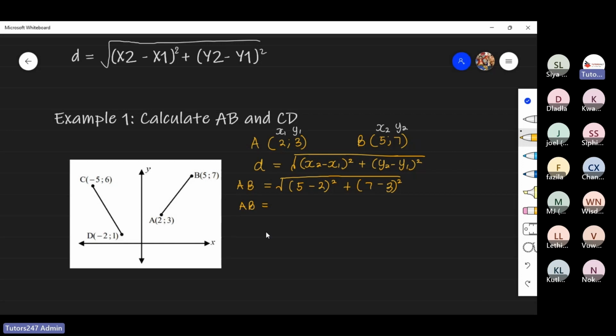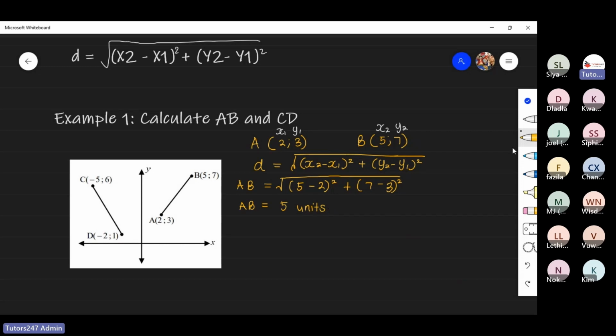So on your calculator, you'll press your square root button first, open a bracket, 5 minus 2, close the bracket, squared, plus open a bracket, 7 minus 3, close the bracket, squared, and then press equals. You'll end up with 5. Now, because they've not specified a unit of measurement, you can just go with units. If the question specifies a unit of measurement, use the unit that they have specified. So that is how we can now find the distance AB.